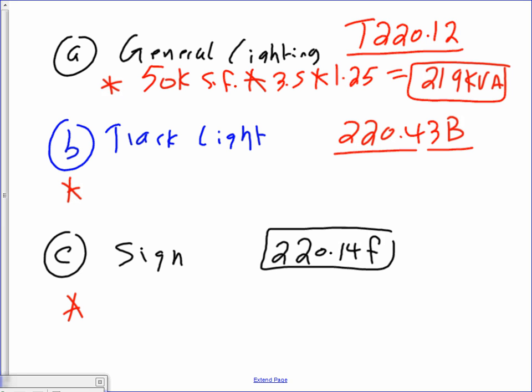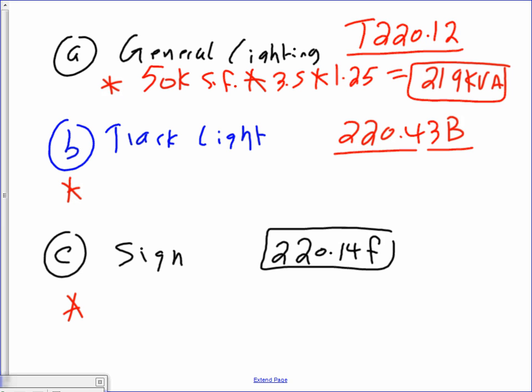No. Why? If I told you there's also 250 kVA worth of lighting fixture there, 250, which one would you use? The largest, the 250. In this case, they are not telling you, they haven't designed the lighting for the building. So what do you do? You assume it's going to be that much, the worst case scenario.